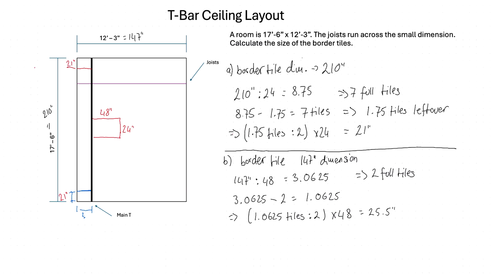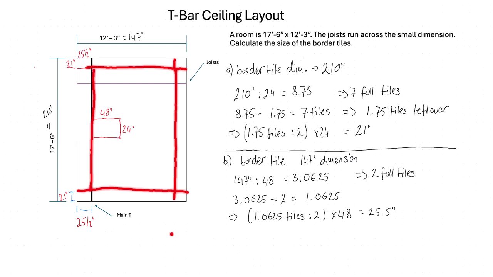And that comes out with 25.5 inches. So that means this dimension down here, this right here is 25.5 inches. And same up here, 25.5 inches. And in a rectangular room like this, really you're going to have the same border tiles. They run the whole way around on the outside of a room. So we can cut them all up, measure them all out, and then go for it.